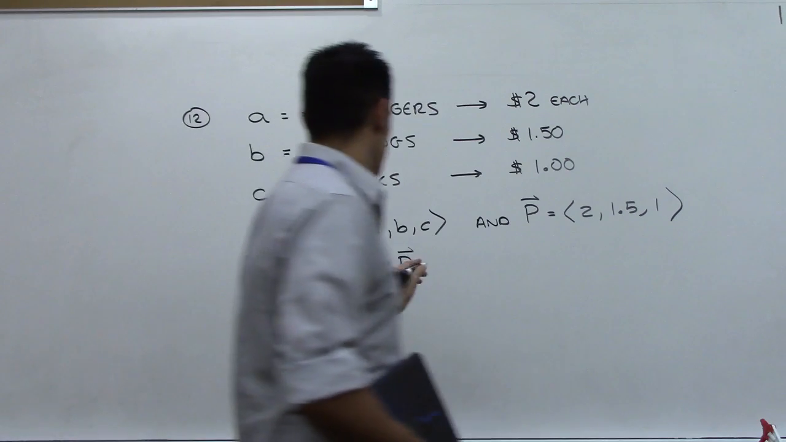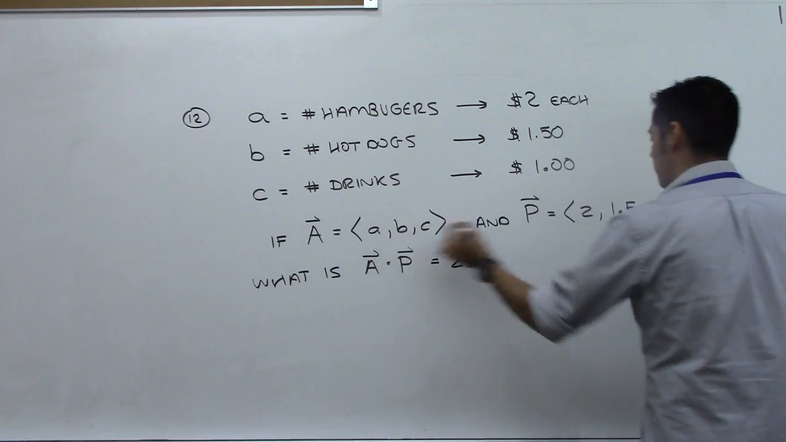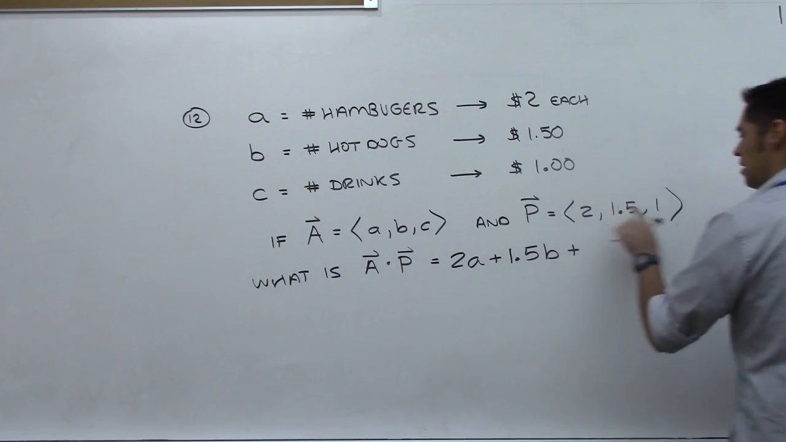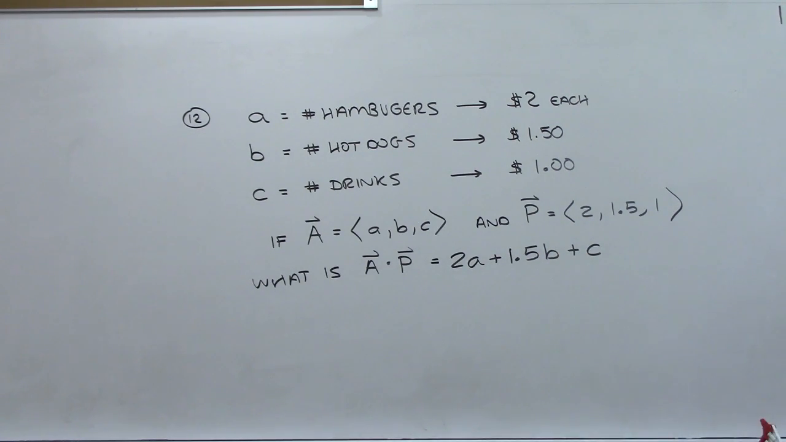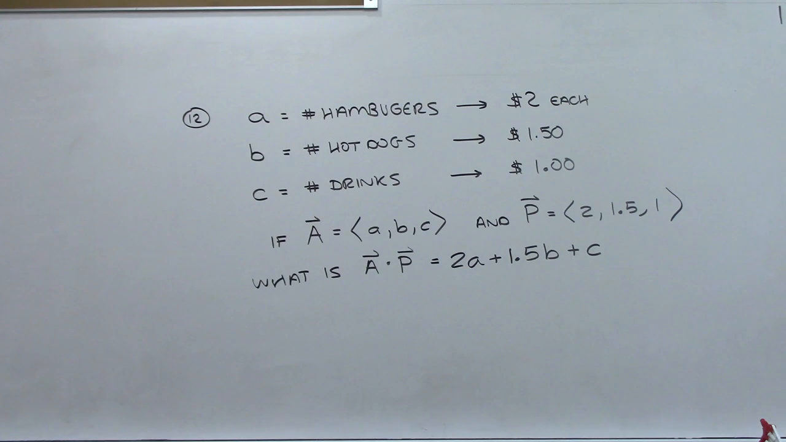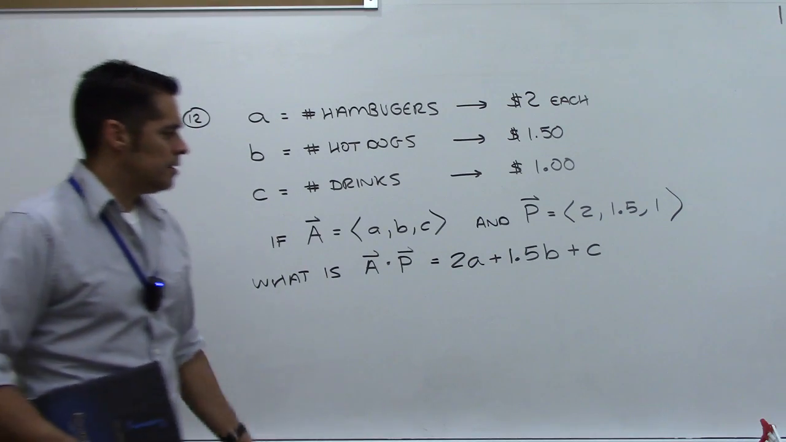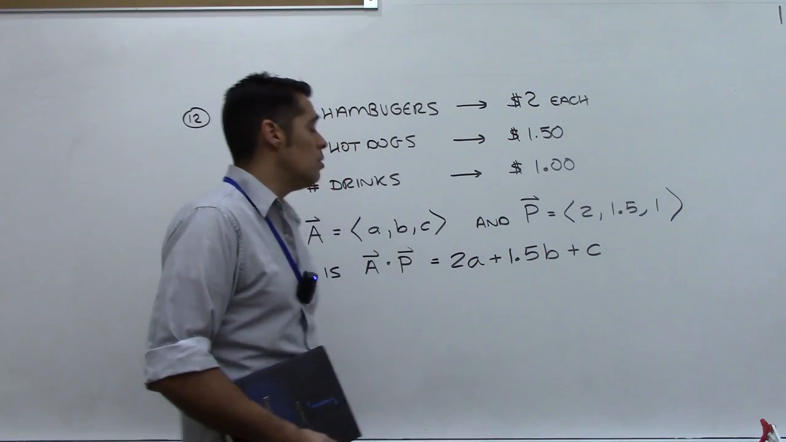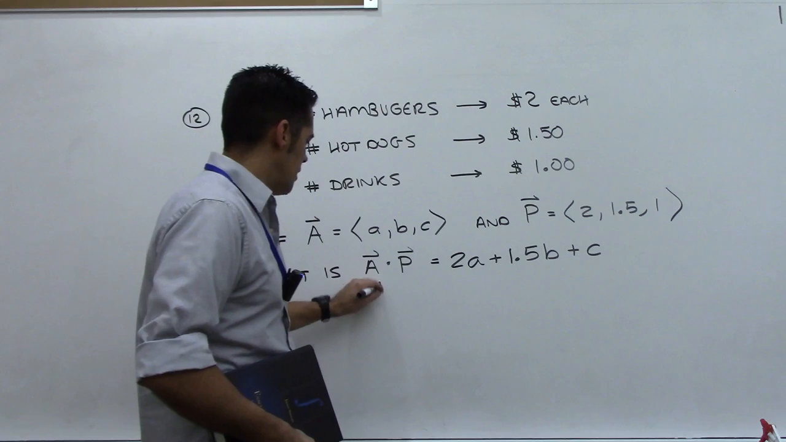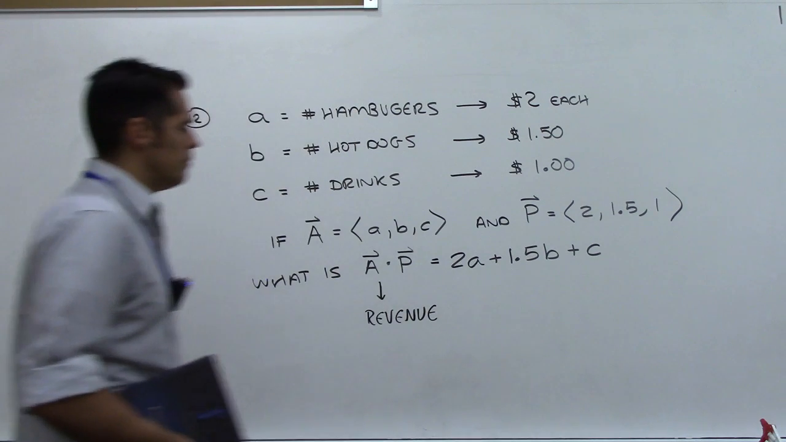So if I dot these two vectors together, I'm going to do A times 2, which is 2A. Do B times 1.5 and add it, so 1.5B. Plus C times 1, which is C. And what would that quantity represent? What would A dot P mean to us? This would be the total revenue for the person selling these things, right? So if somebody tells me how many hamburgers, hot dogs, and drinks I sold, then that formula would give me all the money that I brought in. So this would be the revenue. The money that you bring in.